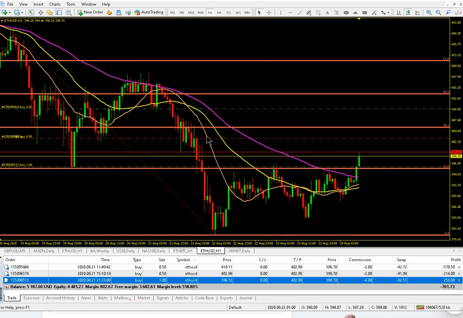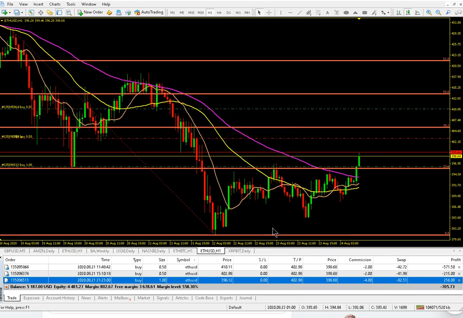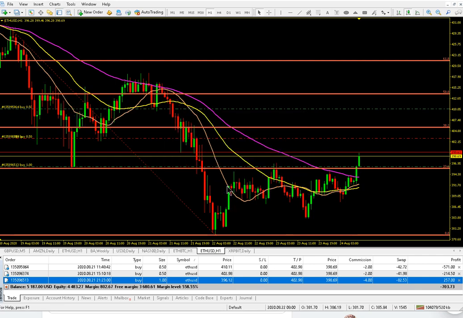But for a faster moving average like the 15, or even if that was like say a 10, I like a simple moving average. A 10 period is too fast. I use 15 usually for my fastest moving average, and that tells a better story. So that's how I read my moving averages.